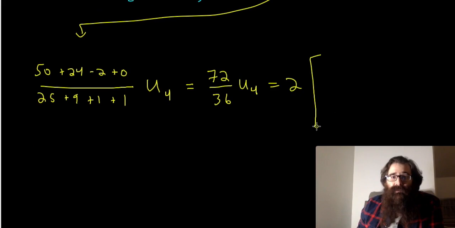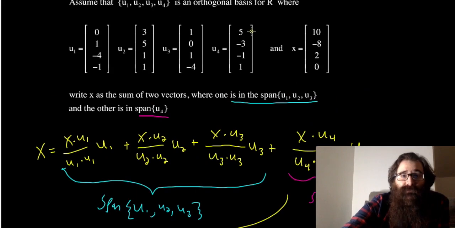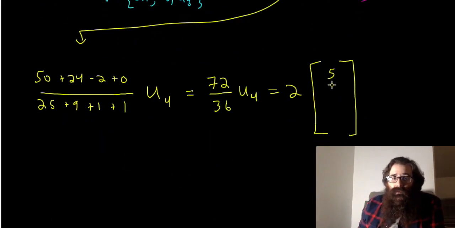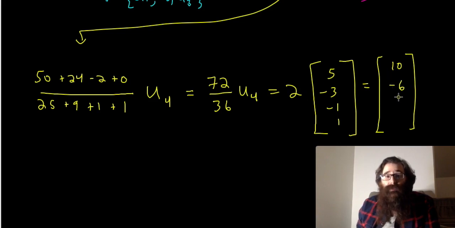Let me actually build this. Let me bring vector u sub 4 back into play. Vector u sub 4 was 5, negative 3, negative 1, 1. And I can go ahead and find this vector. So just multiply in. I'll say, okay, 2 times 5 gives me 10. 2 times negative 3 gives me negative 6. 2 times negative 1 gives me negative 2. And 2 times 1 gives me 2.